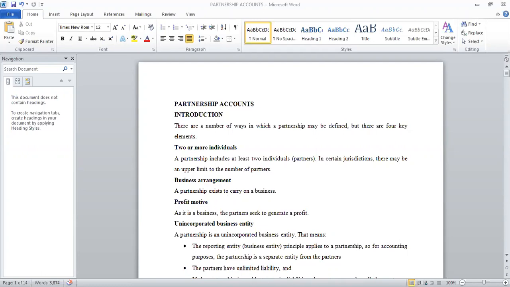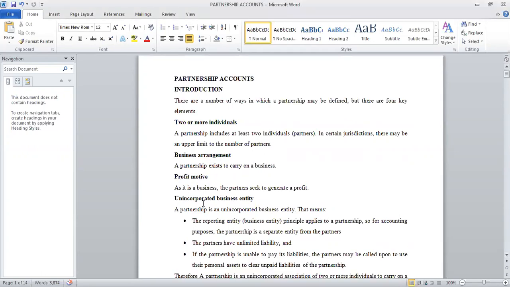Another very important thing that you need to understand is that, the same as the sole trader, the partnership is an unincorporated business entity. An unincorporated business entity means that there is no difference between the owner and the business. That is to say, if the business makes a mistake according to the rules of Kenya, or the country in which it is established, the partners who are the owners will be taken to court on behalf of the business.